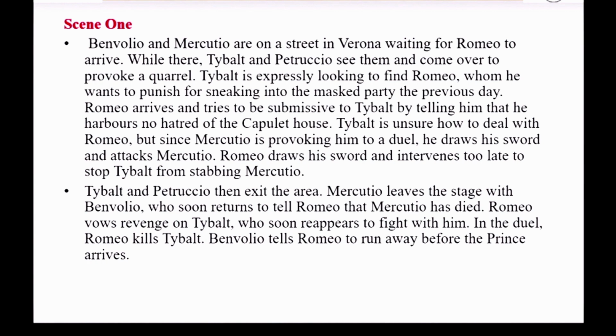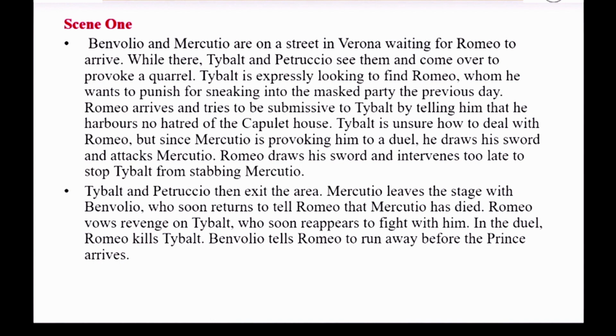Now, Act 3, Scene 1. Benvolio and Mercutio are on a street in Verona waiting for Romeo to arrive. While there, Tybalt and Petruchio see them and come over to provoke a quarrel. Tybalt is expressly looking to find Romeo, whom he wants to punish for sneaking into the party the previous day.